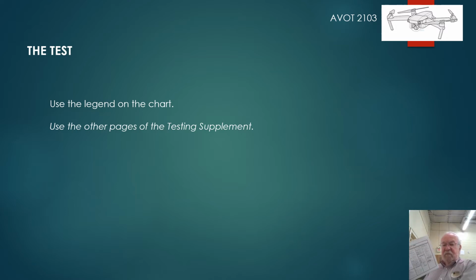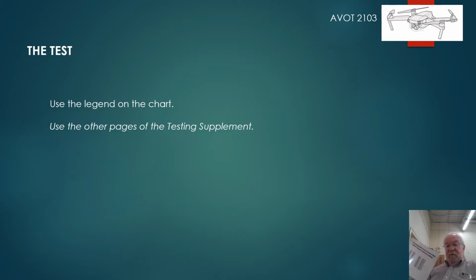They have a listing of what's on the edge of the chart in the legend. So you want to use that when you come to a question that has given you a hard time, like Class B airspace. Well, it's marked on the legend in the chart. The testing supplement will be provided for you at the testing time.